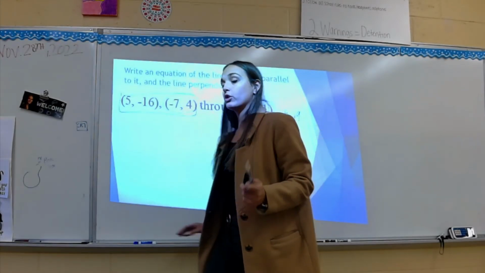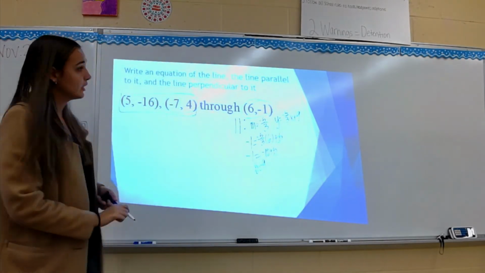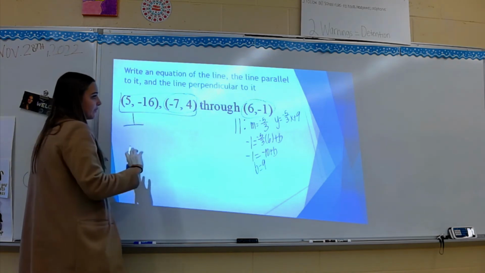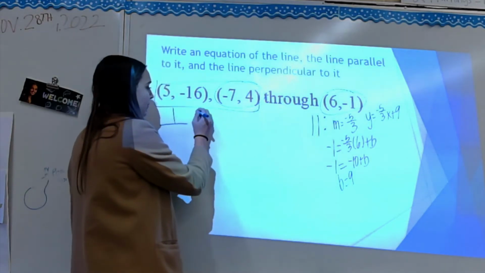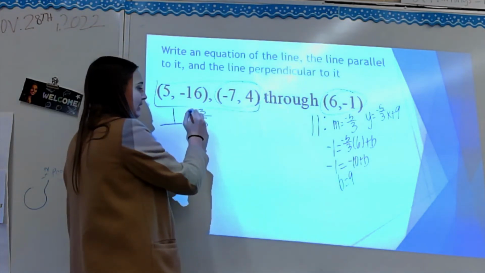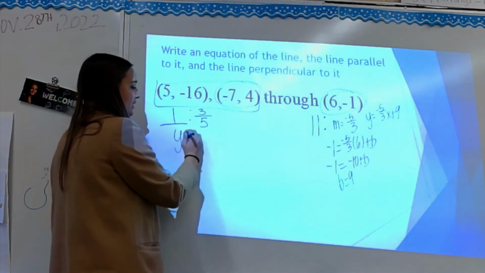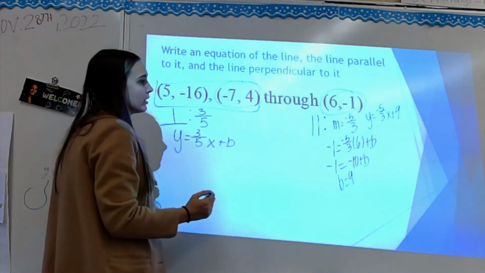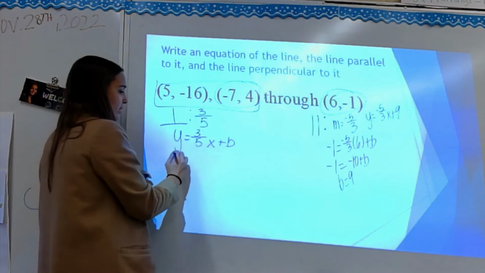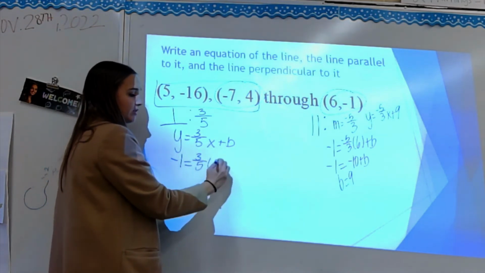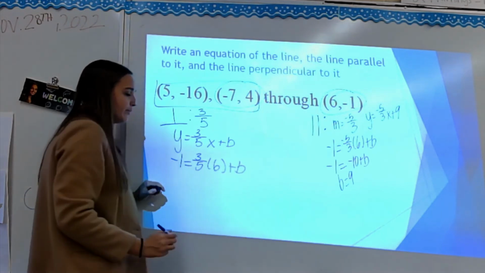So our regular slope was negative 5/3. I want my perpendicular, which means we flip it. We have negative 5/3, we flip it, which becomes 3/5. Because it was a negative, it becomes a positive. So I have y equals 3/5 x plus b. Plug in 6, negative 1. Negative 1 equals 3/5 times our 6 plus our b.